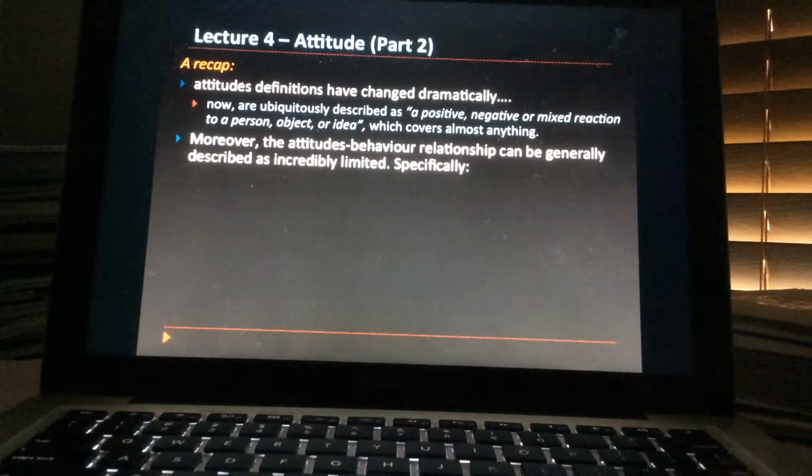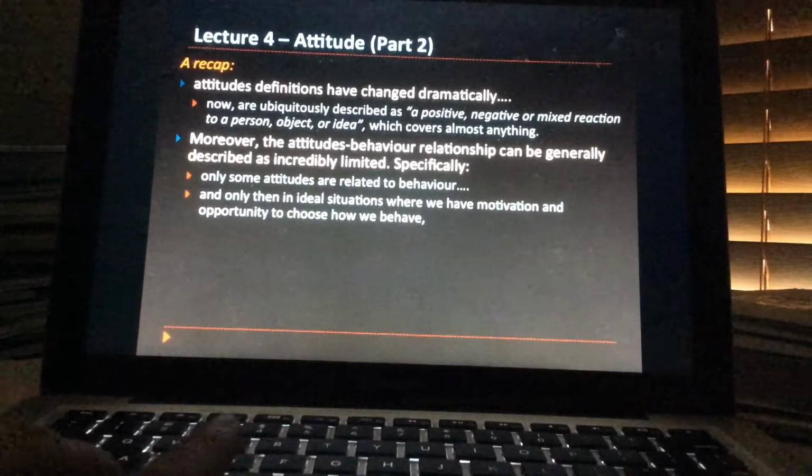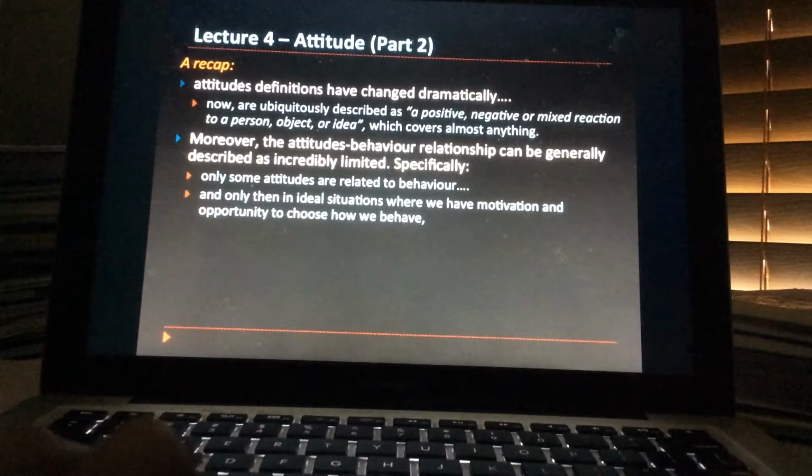We also know that the attitudes and behavior relationship is pretty limited. We talked before about it accounting for somewhere between 4 and 9% of the variance in behaviors. Although this relationship does sometimes exist, what we're more interested in is under what conditions it starts to appear. Some attitudes are related to behavior and others aren't, and it's only in ideal situations that the relationship starts to appear.